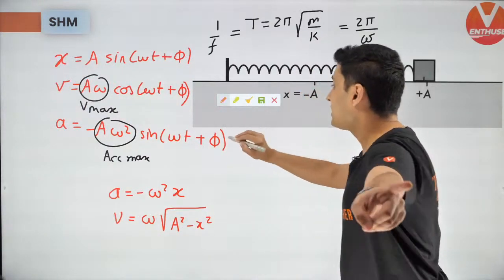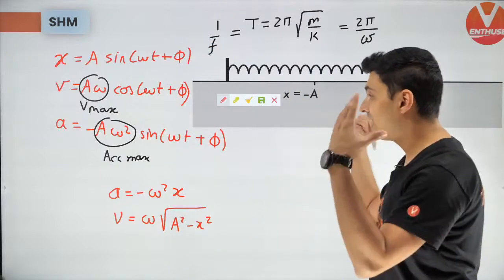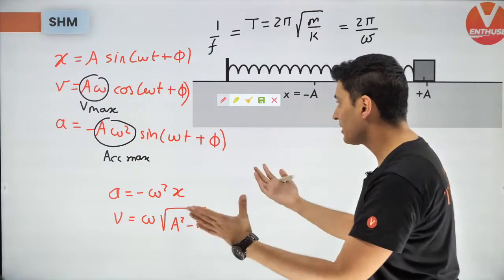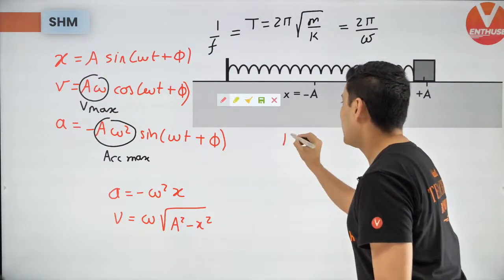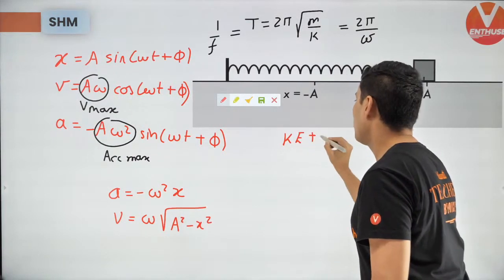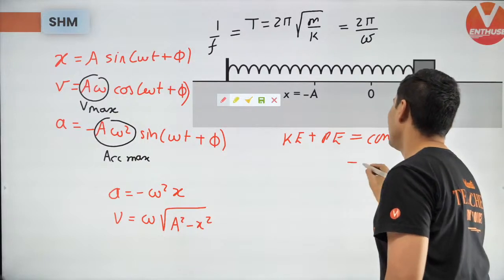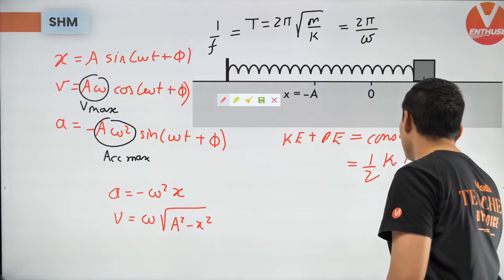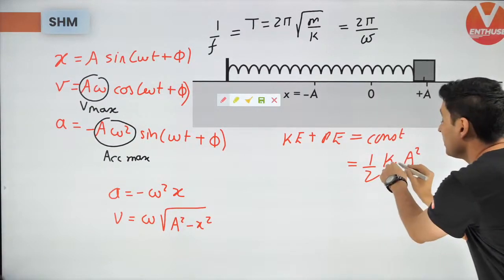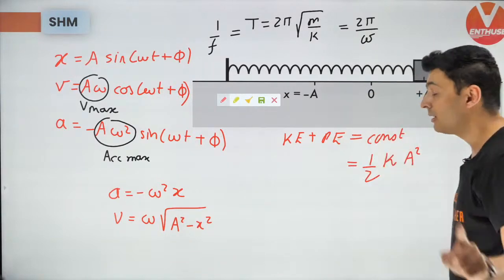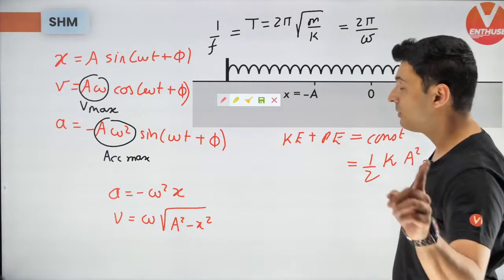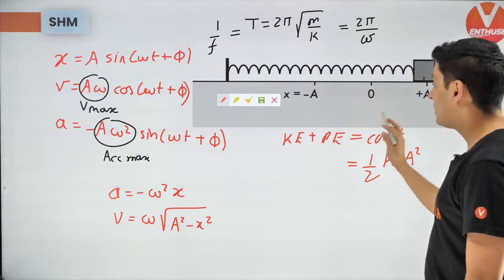And now, energy-related formulas. I hope you have noted it down. Say this in your mind at least 10 times. Next up, kinetic energy plus potential energy is constant, and that total energy is half k a square. This a is amplitude, this k is spring constant. Keep this in mind. Very, very important. Note this down.